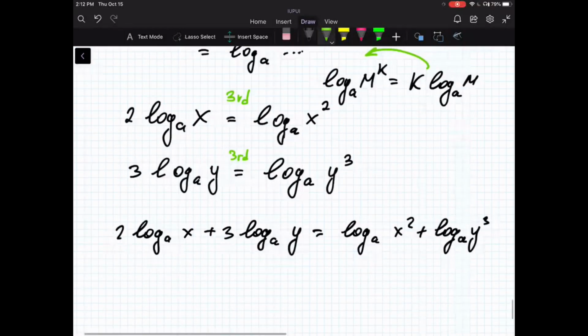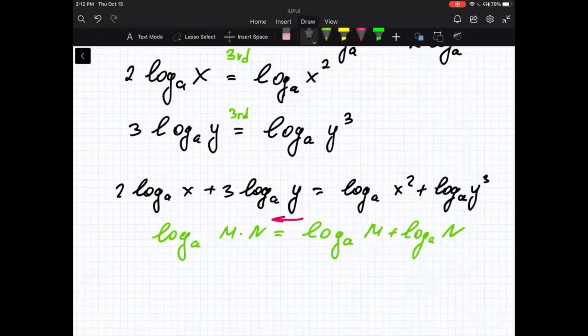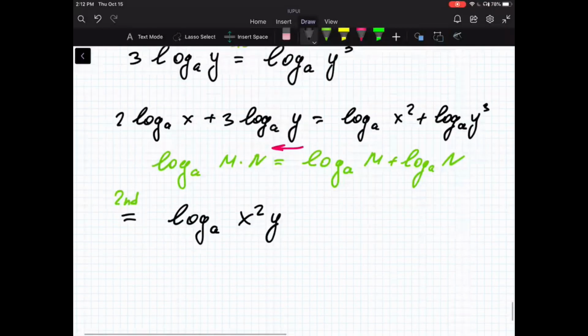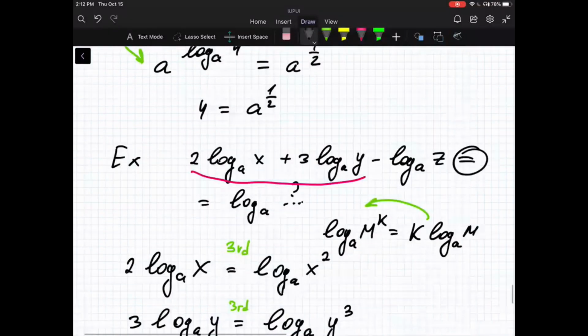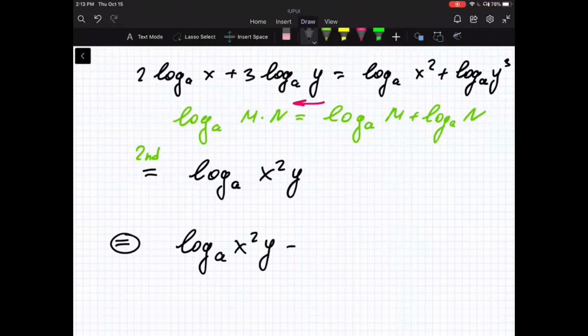Then I use the second property of the logarithm that says if I have a product of numbers, then the logarithm of them is the sum of the logarithms. And again, I will read it from right to left. So if I have a sum of the logarithms, I can write it as the logarithm of the product. So it's logarithm with base a of x squared and y cubed. And so my expression now looks like this: logarithm of x squared y cubed with base a minus logarithm of z with base a.